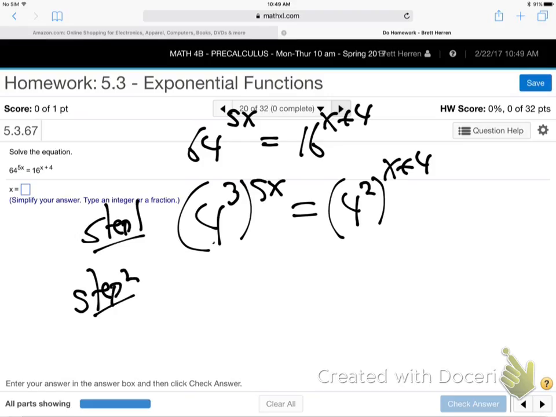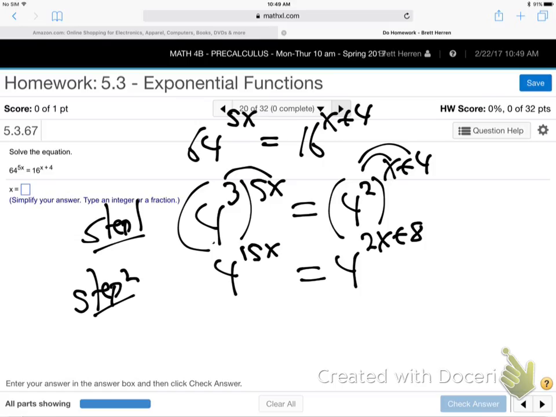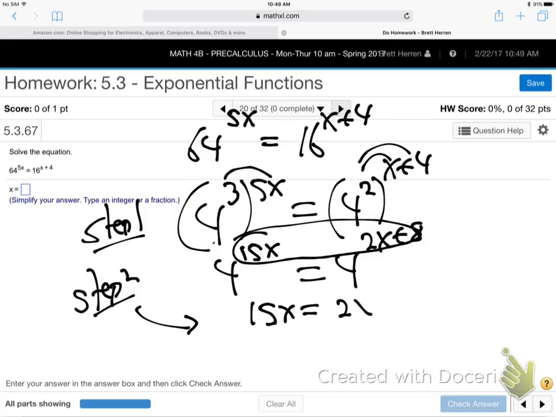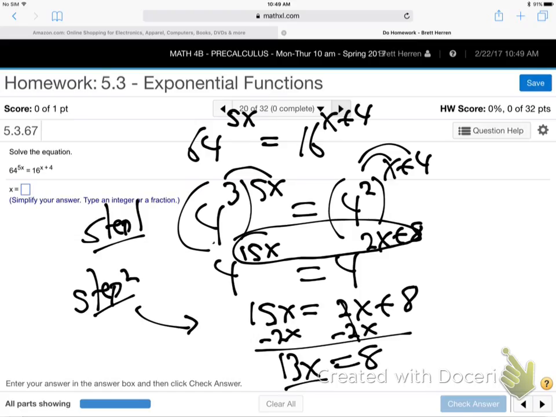Now, step 2, and then I got to distribute that. So that'd be 4 to the 15x. Remember, powers outside multiply powers inside. 2x plus 8. So we made the bases the same. Now step 2, set the powers equal. So 15x must equal 2x plus 8. And solve. Subtract 2x. Boom. 13x is 8, divided by 13. There it is. 8/13.